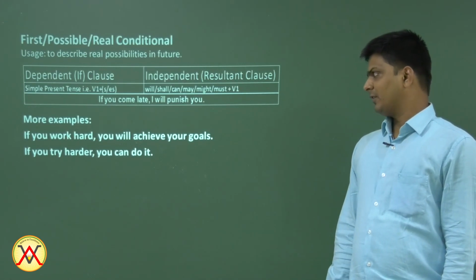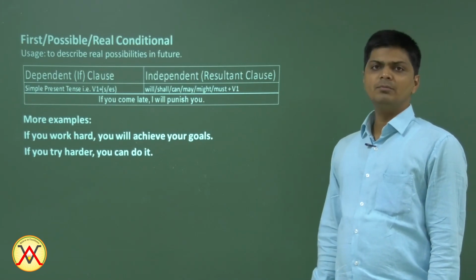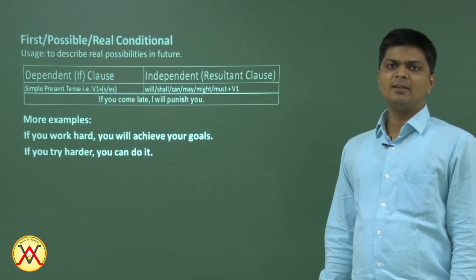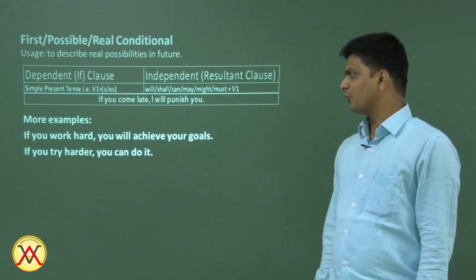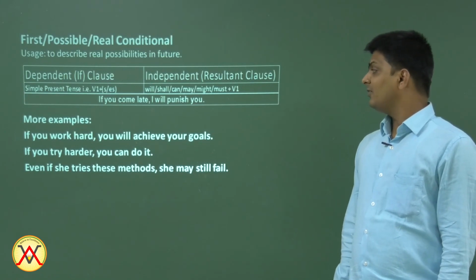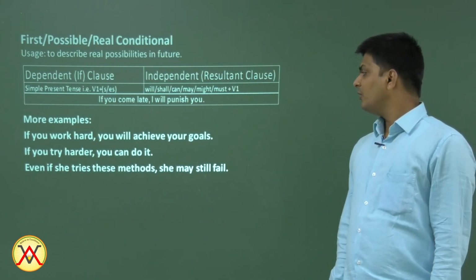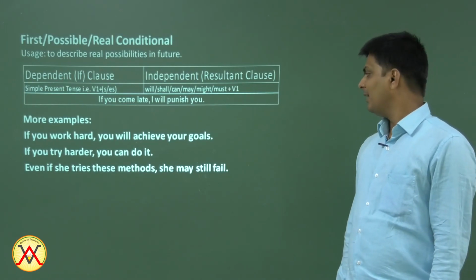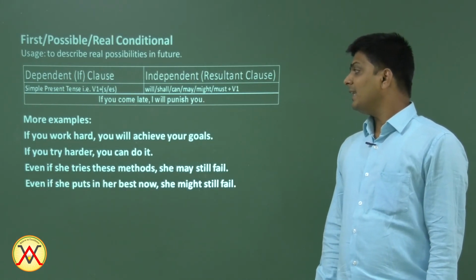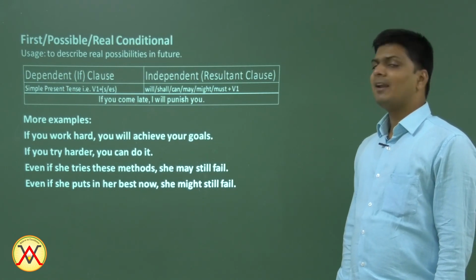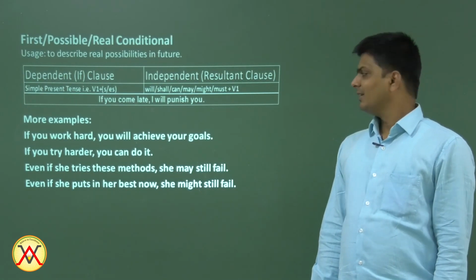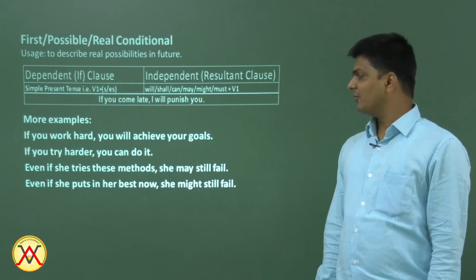If you try harder, you can do it. Try harder is simple present tense and then can do, modal, can is a modal, and then do is first form, as we see in the structure. Even if she tries these methods, she may still fail. So I'm using may here, may plus first form, may still fail. Even if she puts in her best now, she might still fail. So I just used might in this sentence.